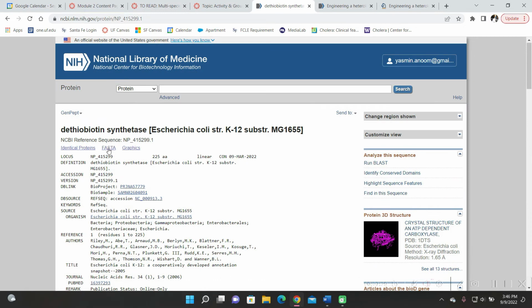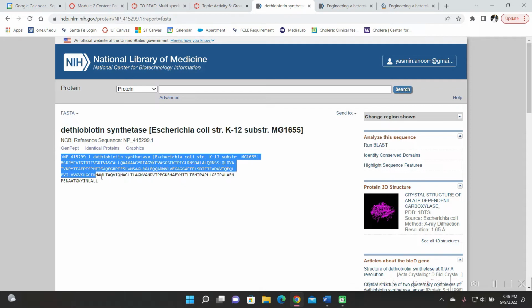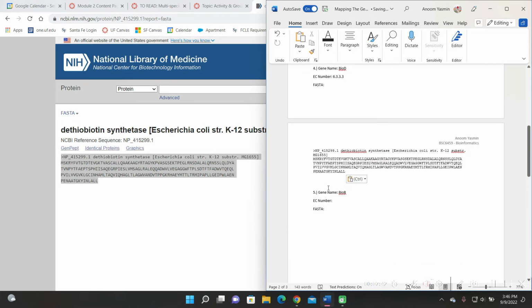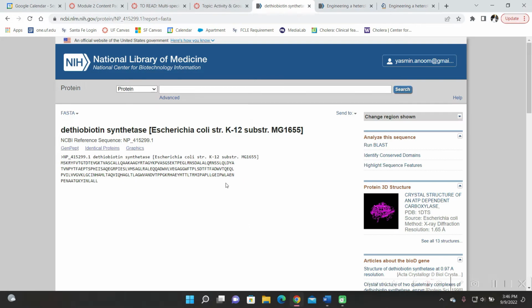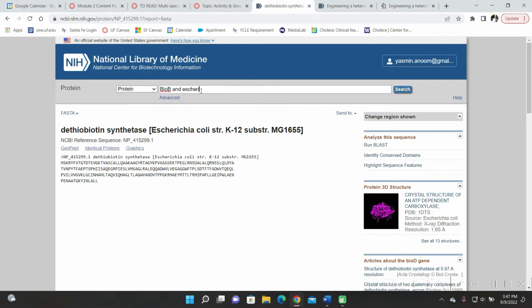I then copied the FASTA, which contained the enzyme name and the protein sequence, which I needed for the assignment. And then I did the final one, BioB, the exact same way I did the other ones.